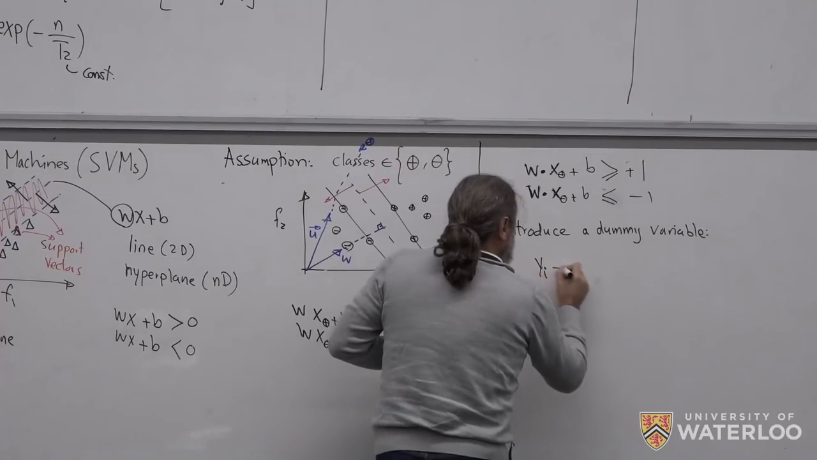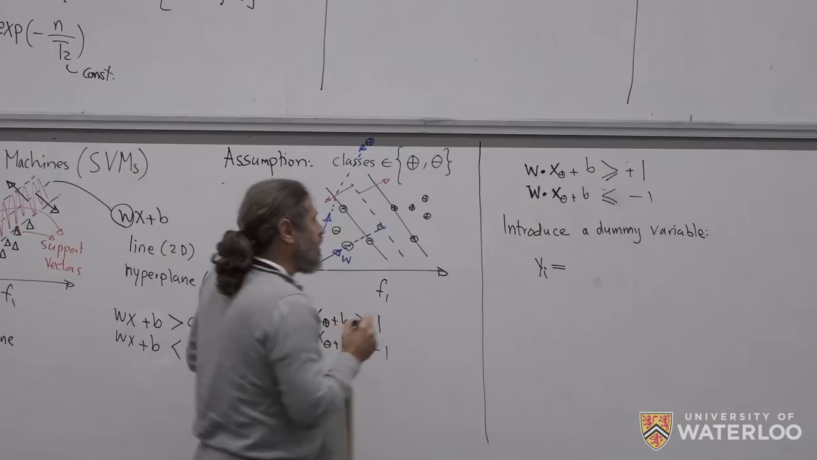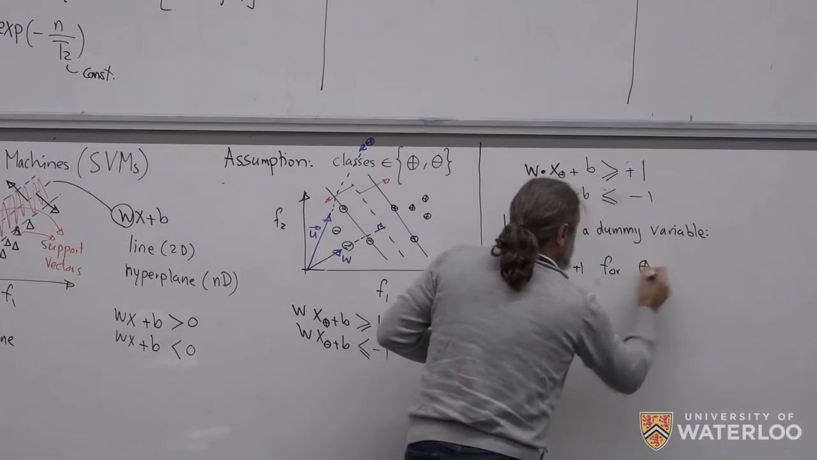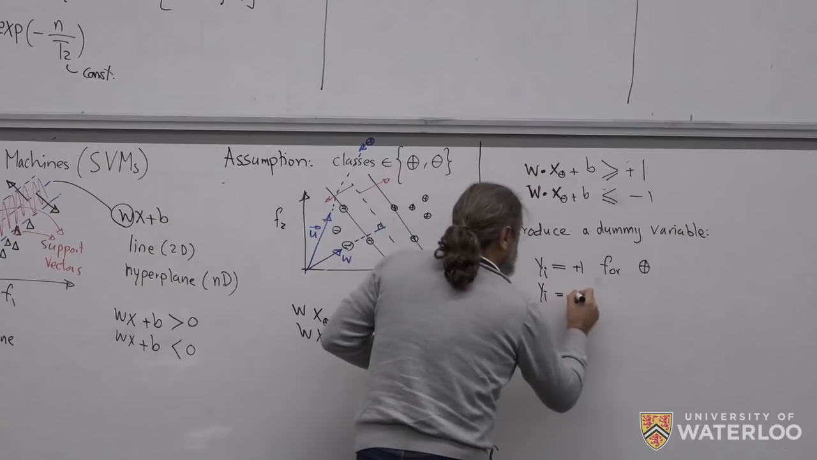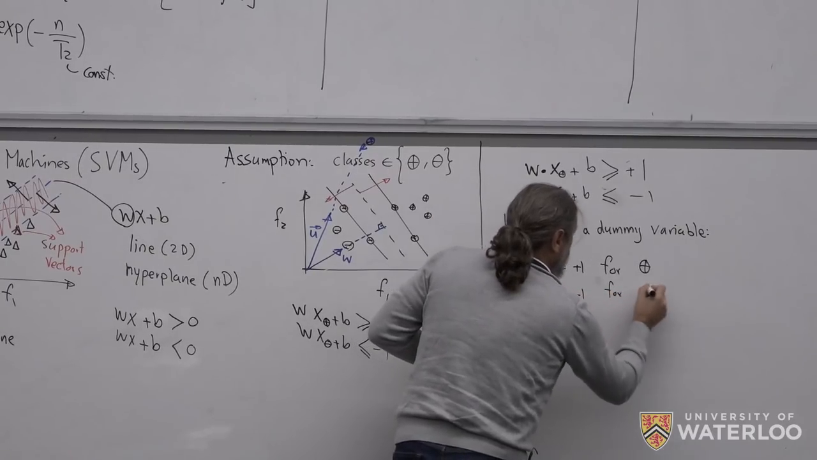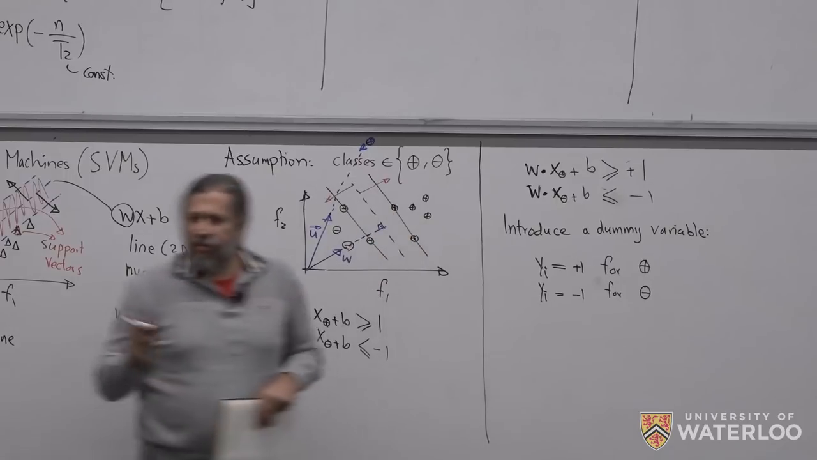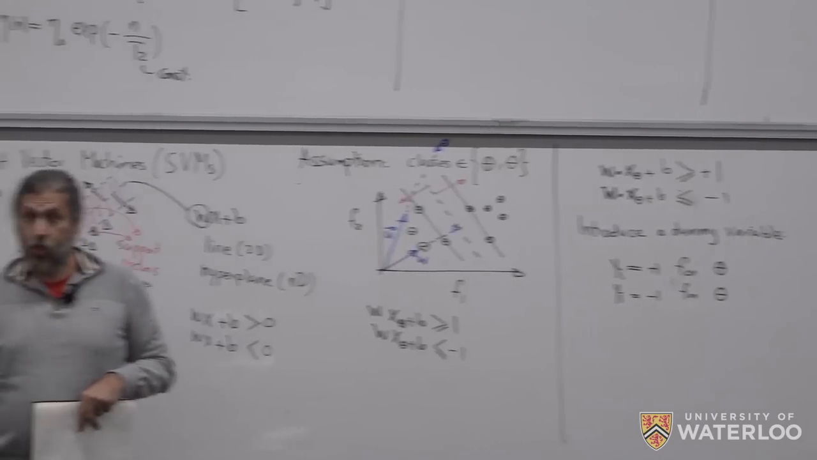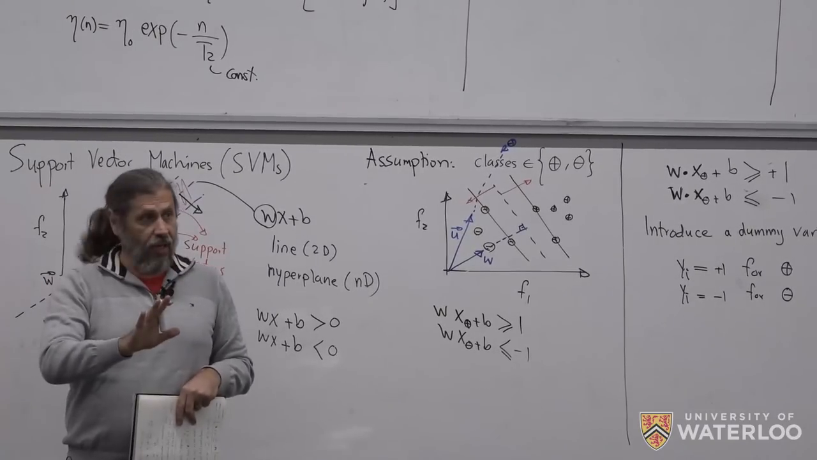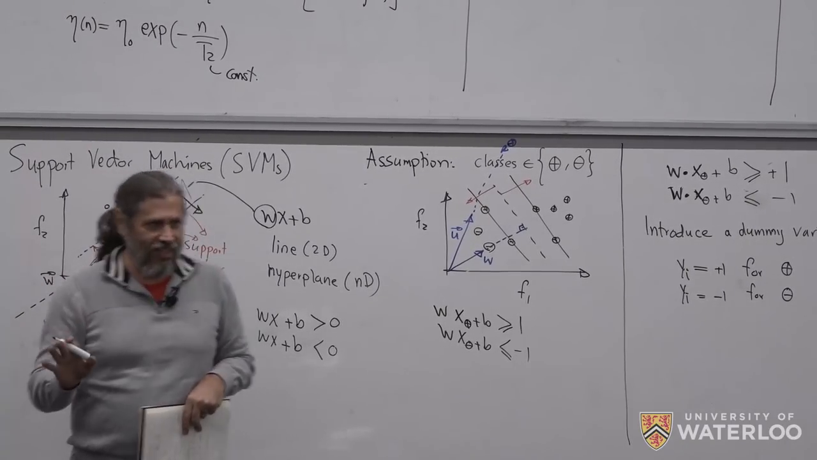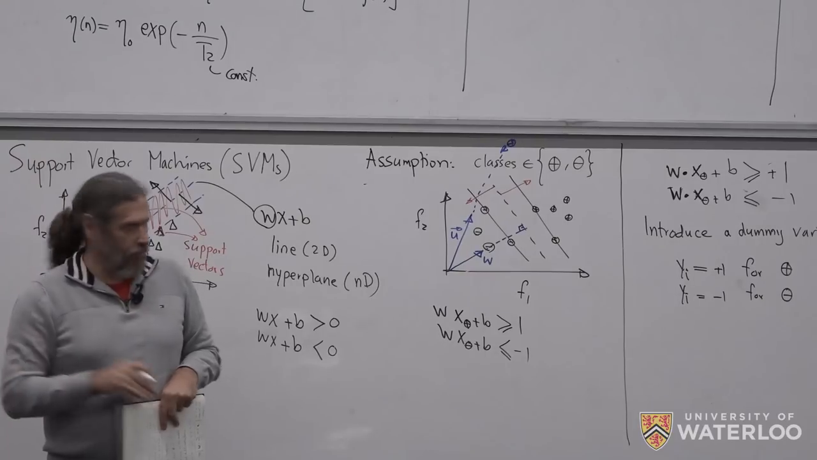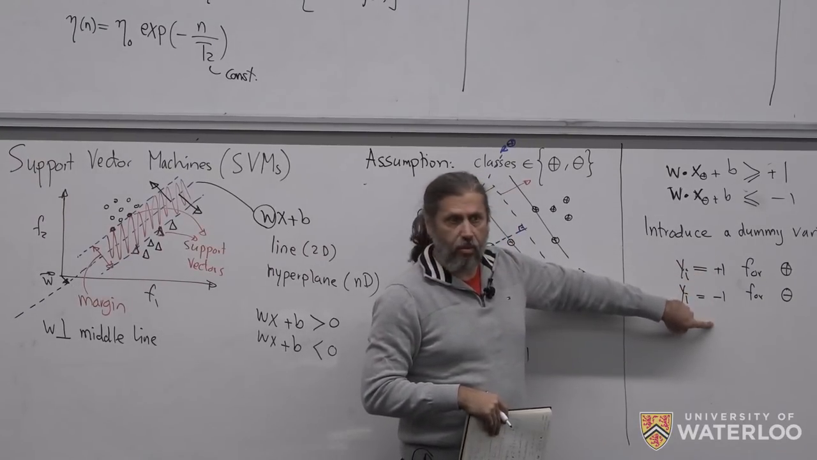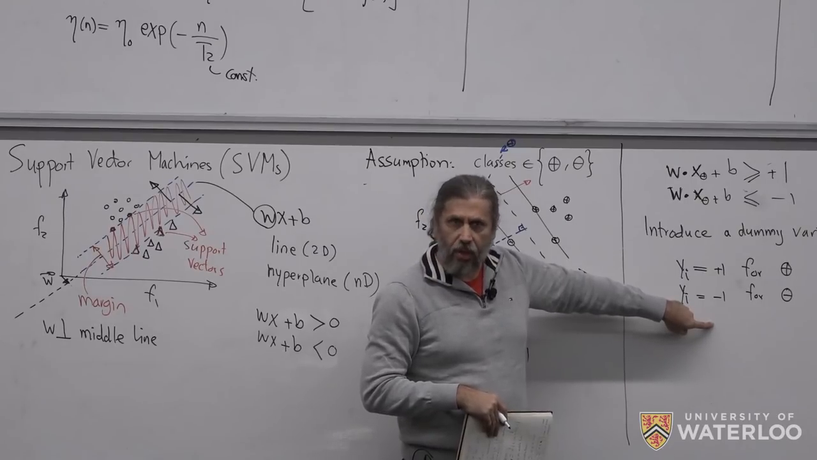And we say dummy variable y sub i is plus 1 for all positive cases and is negative 1 for all negative cases. The fact that I assume I'm dealing with binary classification, things are yes or no, black or white, makes life very easy. Now I'm introducing a dummy, and my dummies are also simple. Why am I introducing a dummy?